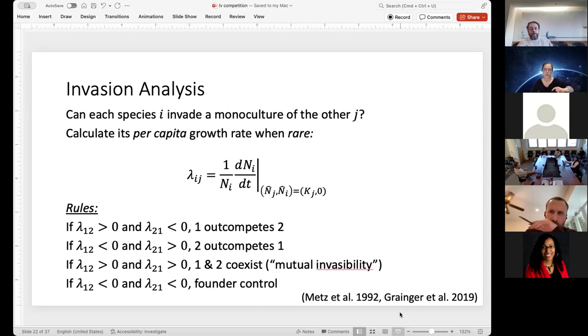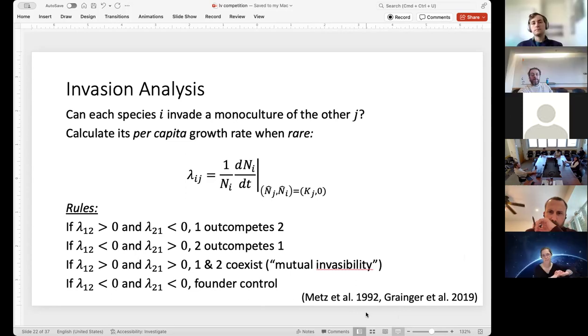This paper by Tess Granger et al. tries to popularize invasion analysis. You can also do experiments like that. Hans Metz et al. had a more esoteric paper showing how this can be generalized to more complex scenarios. Oh, yeah, John?